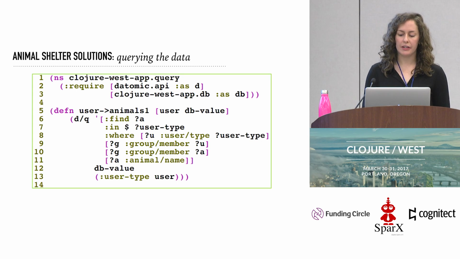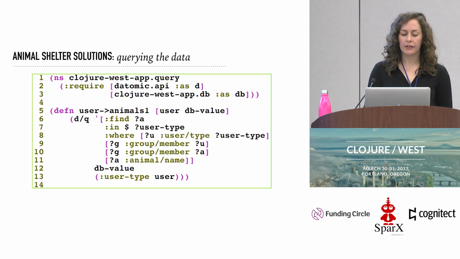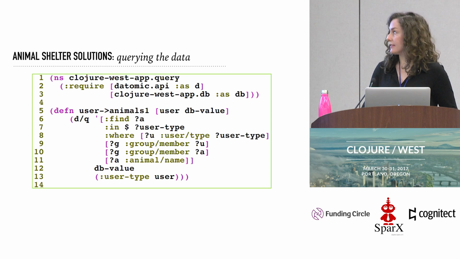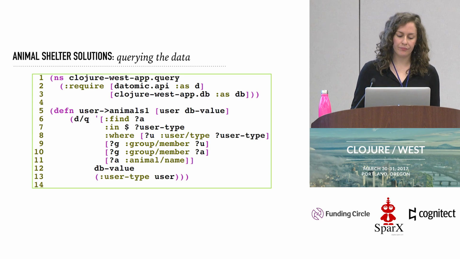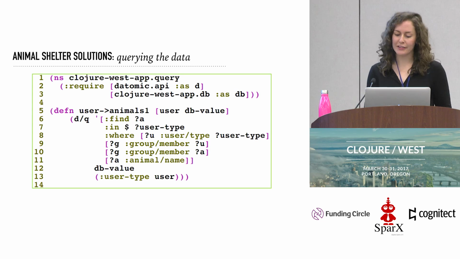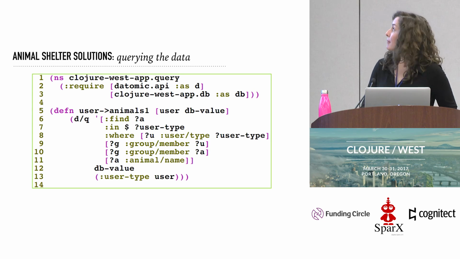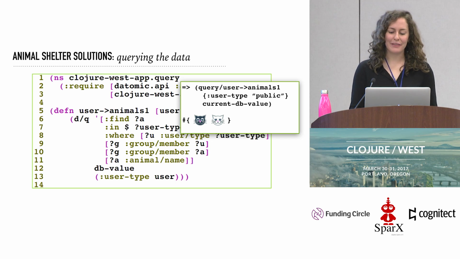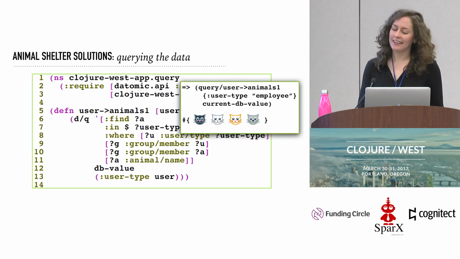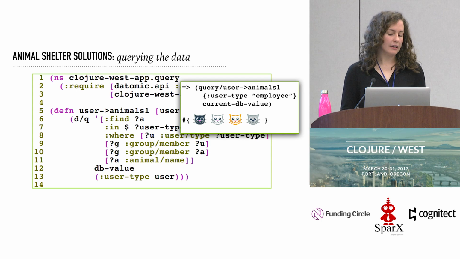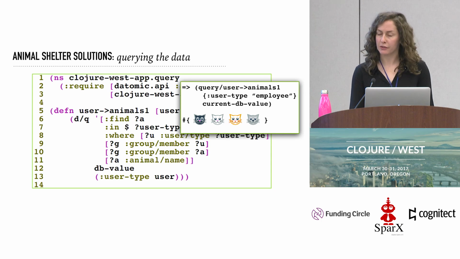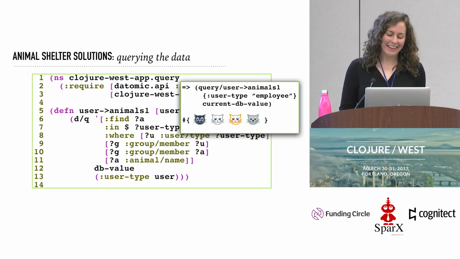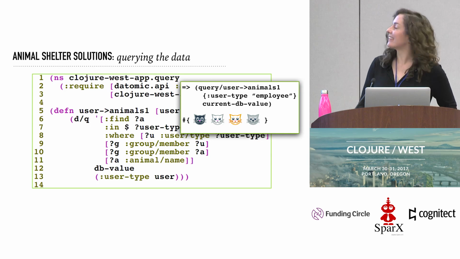It's also important to note here that for any variables that are in more than one data pattern, this acts as an implicit join. And if we run this function with our public user, we'll get back the black and white cat. There we go. And then if we run it with the employee user instead, we'll get back all 4 cats. It's also important to note that Datomic doesn't return pictures of cats. It's going to return the entity IDs, but I thought these were a little bit funner to look at.